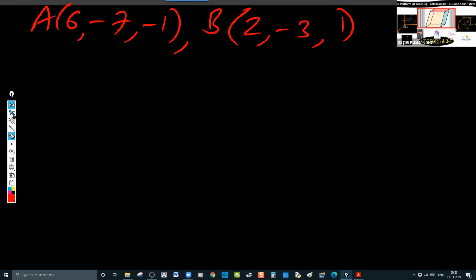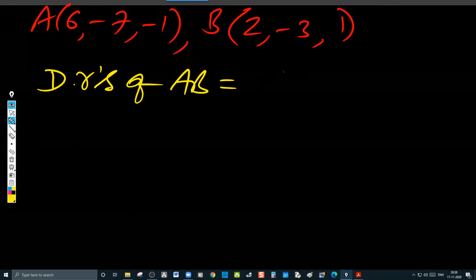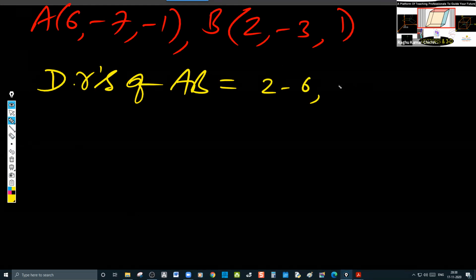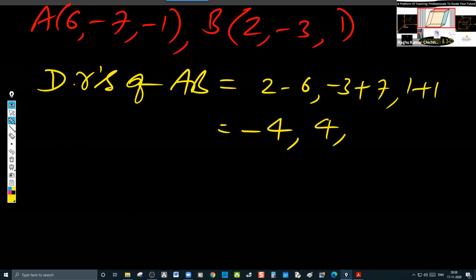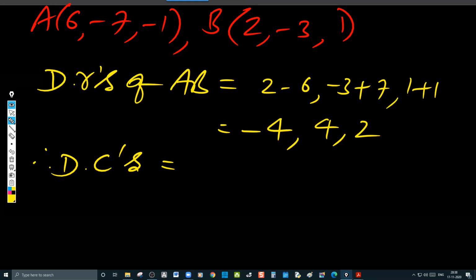Kaushik Babu, sir, tell me now, what are the DRs of AB, please? Yes, sir. x2 minus x1: 2 minus 6, minus 3 plus 7, 1 minus 1 plus 1. This is DR, sir. Therefore, DCs: minus 4 by root over minus 4 whole square plus 4 square plus 2 square, which is 16 plus 16, 32, 32 plus 4, 36.